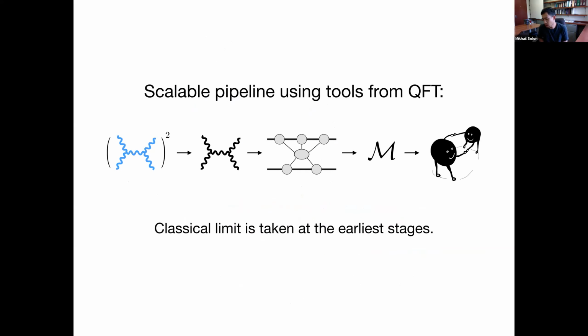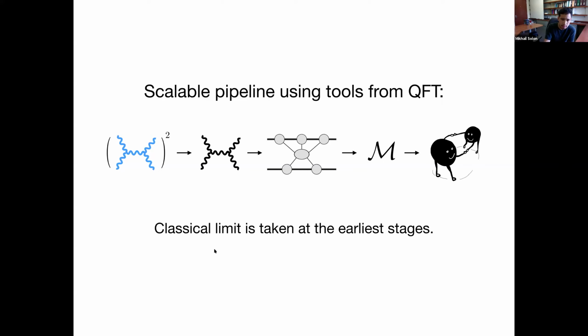So now let me just go back to the pipeline and tell you some of the details of it. One thing that's very important to the way we compute things is that the classical limit is taken at the earliest stages and at every possible stage you can take it. And that's very important because that's the only hope we can really go to higher orders. There's no way that we can compute amplitudes in full general relativity, including quantum corrections at, for example, 5 or 6 loops, which is what's needed for LIGO.